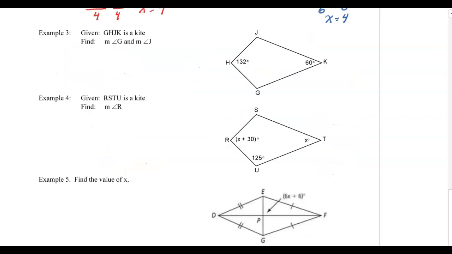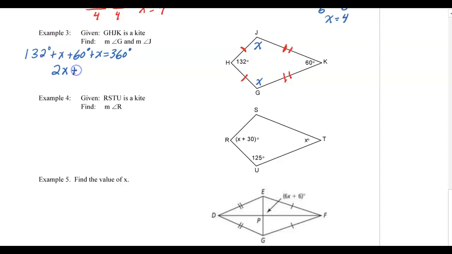Let's look at example number 3. So we have a kite here, and from the diagrams I'm going to add the tick marks for clarity. One of the properties we learned is that one pair of opposite angles are congruent, so angle J and angle G, I'm going to call them x, are equal to each other. So we know in a quadrilateral the angles add up to 360, so some people would like to solve this equation, 132 plus x plus 60 plus x is equal to 360 degrees.